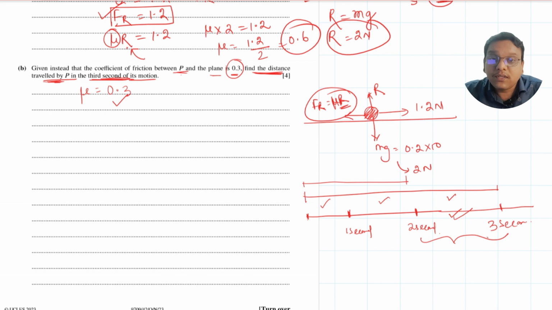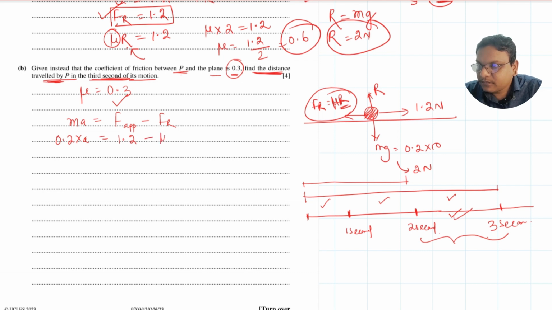Before that, we need to find the acceleration. How to find this? Again, same thing. Net force is equal to applied force minus frictional force or resistive force. So m, we already know, is 0.2, times a, and the applied force is given as 1.2, and the frictional force is mu R. So 0.2a is equal to 1.2 minus mu, given as 0.3, times R, where R is equal to mg, that is 2 Newton.